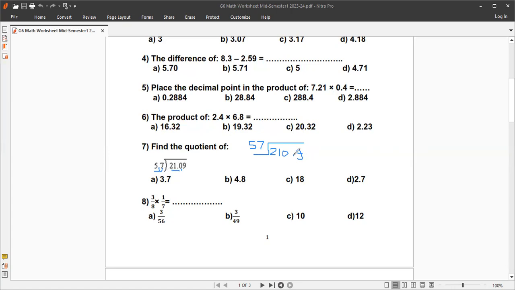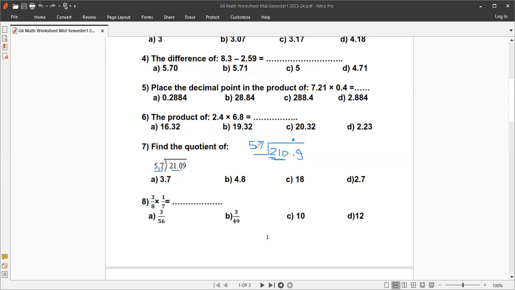Now in the dividend we have a point, but no problem for us. The first thing, we move the point up exactly above the point in the dividend. Here I put the dot in the quotient. Now 2 divide 57. Now we divide normally. 2 divide 57 we cannot. 21 divide 57 we cannot, because 21 is less than 57. Now we have to estimate 210 divide 57.